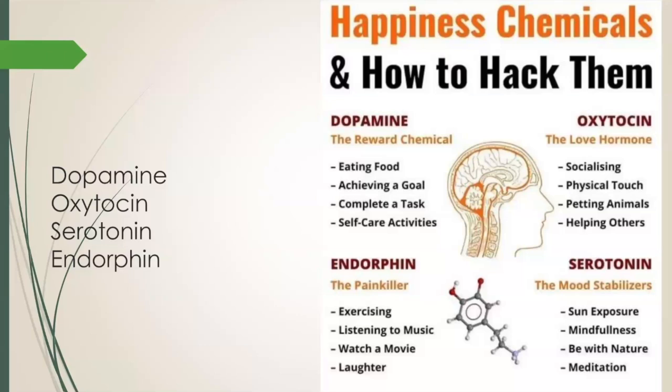So try not to look at things in isolation. There may be overlap more often than you may realize. So this is just another way of how to hack your happiness chemicals. We've got dopamine, which is the reward chemical. We've got oxytocin, which is the love hormone. We've got endorphin, which is the painkiller. Serotonin, which is the mood stabilizer.